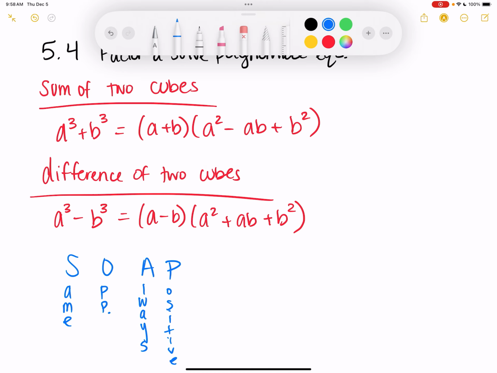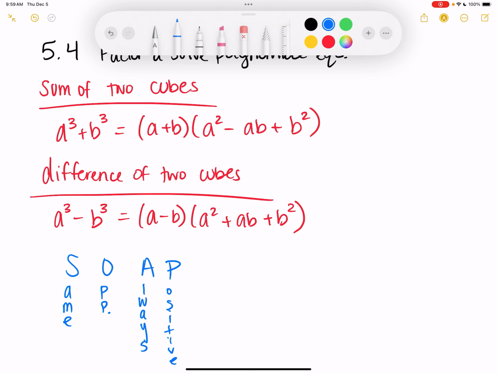So when we have something like a cubed plus b cubed, the same sign goes in here, so it's a plus b. Then the opposite sign, so this becomes a negative because this was positive. And then always positive, the last sign will always be positive, regardless of whether it is positive or negative one. Down here in the difference, same sign first, then opposite sign, and then always positive.